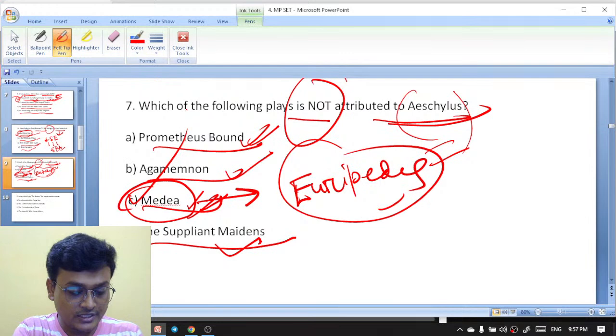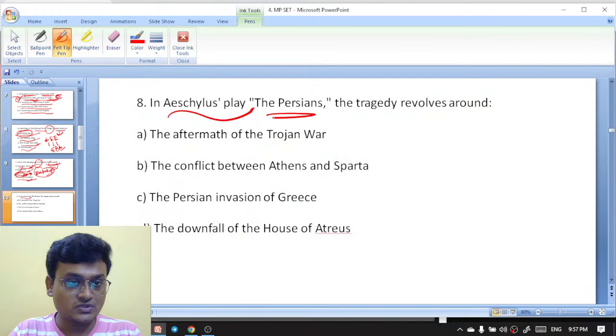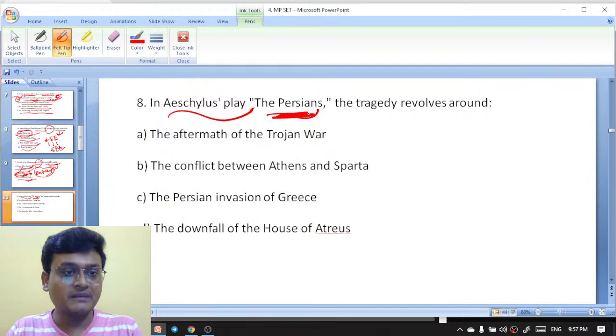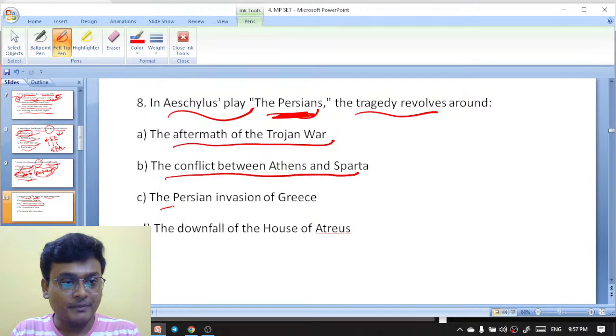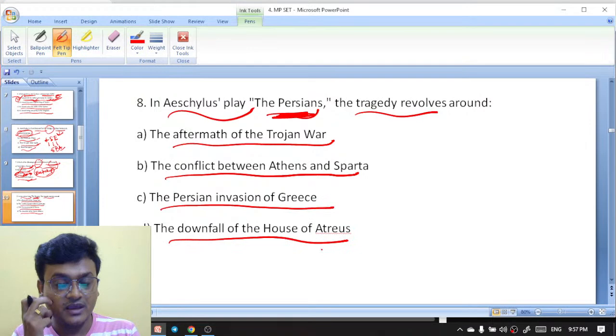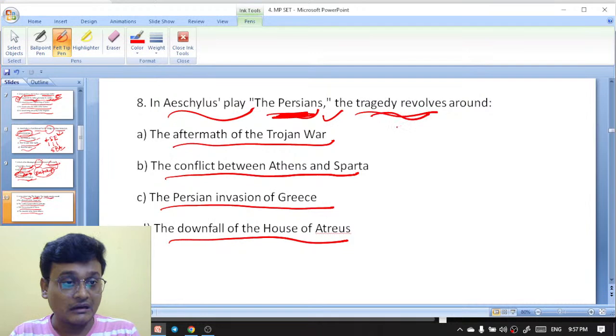Got it now, it is excellent. It is C. In Aeschylus' play the Persians, another play by Aeschylus, the tragedy revolves around the aftermath of the Trojan War, the conflict between Athens and Sparta, the Persian invasion of Greece, or the downfall of the house of Atreus.